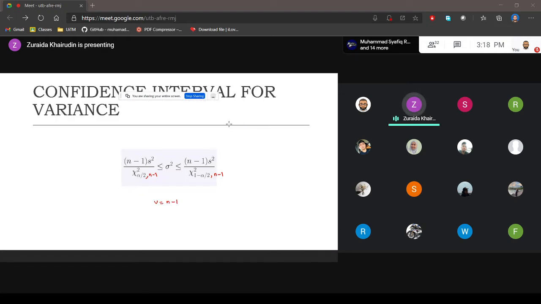Okay, and then confidence interval for variance. This is the confidence interval for variance. This is for single variance. This is only for single variance, just one variance only.